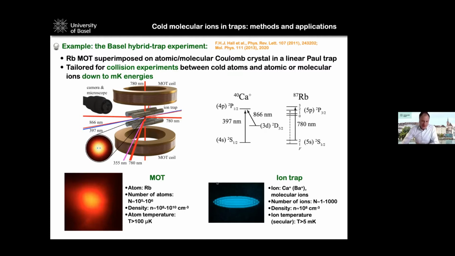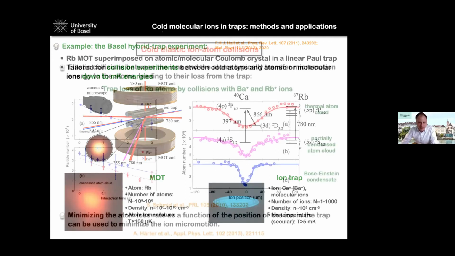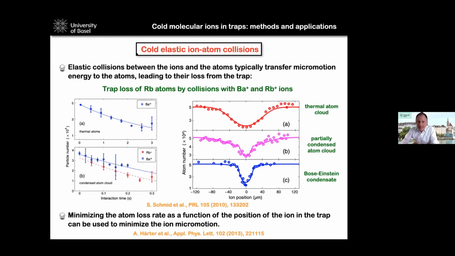Okay, so I would now like to talk about a few examples of processes that one can study in these experiments. And what it turned out is that there's a rich collision physics, and also chemistry, as a matter of fact, that one can observe in these experiments. So let's start with a few simple things. Let's talk about elastic collisions between the ions and the atoms in such an experiment.